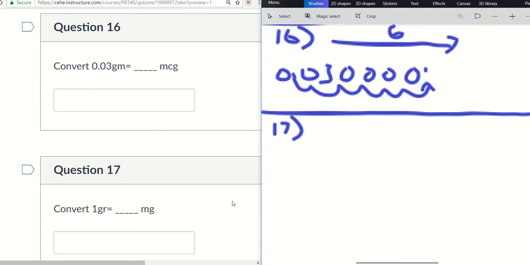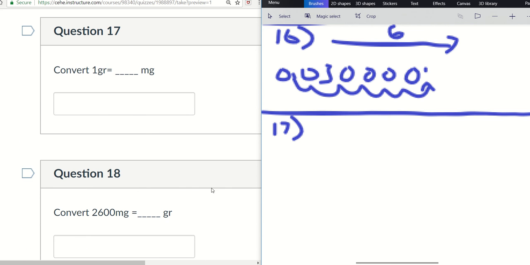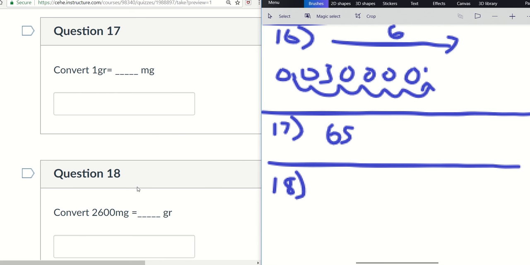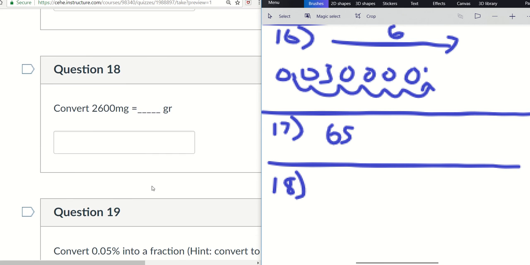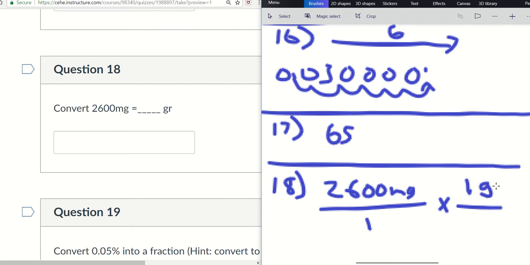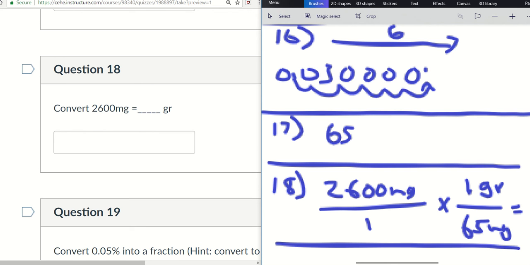There you go. 17. 1 grain is 65. So no math needed, just recognizing the conversion factor. So let's use the conversion factor. So multiply or divide by 65. So for every 1 grain, there are 65. So we're gonna divide 2,600 divided by 65.